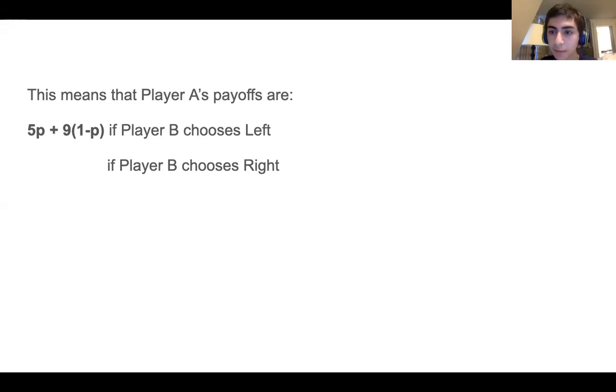No. Remember, Prisoner's Dilemma has a Nash equilibrium, so this isn't an example of that.